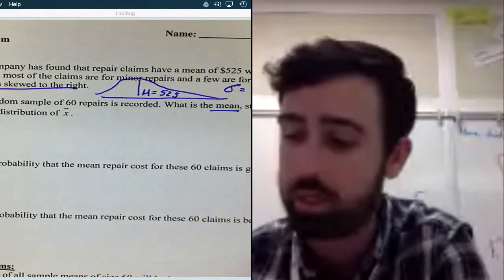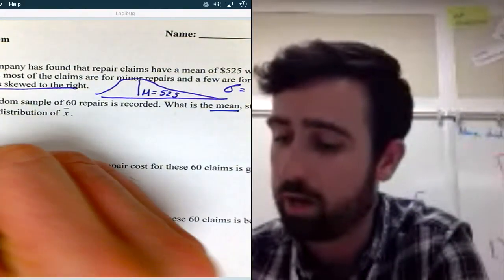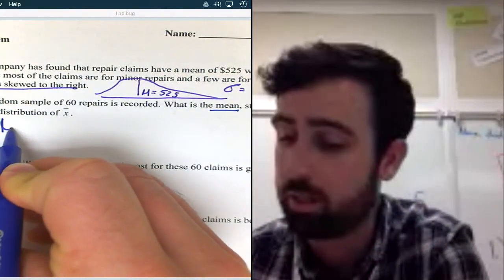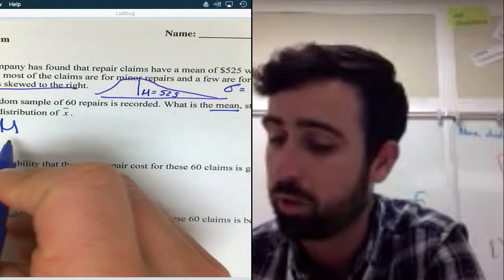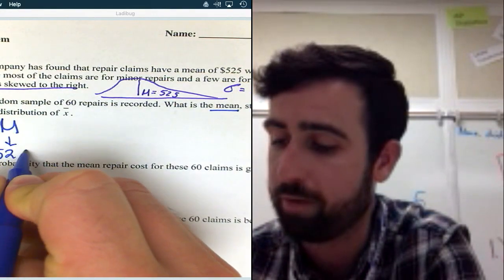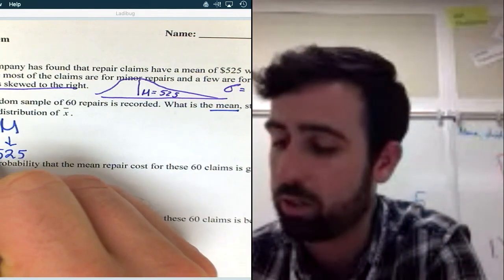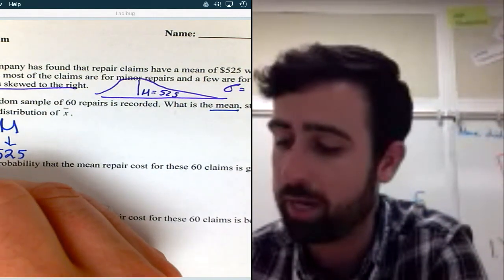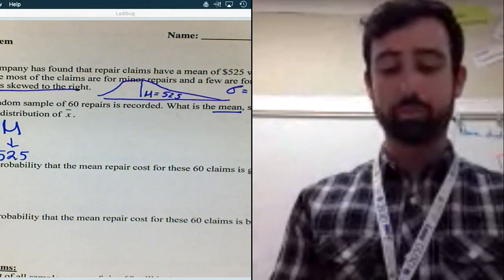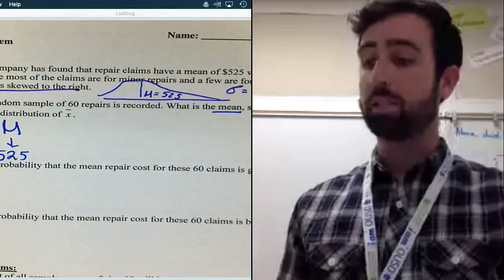Now remember, the mean of your sampling distribution is equal to the mean of your population. So in this case, my population mean is 525. So that's going to be the mean of my new distribution. Pretty straightforward.